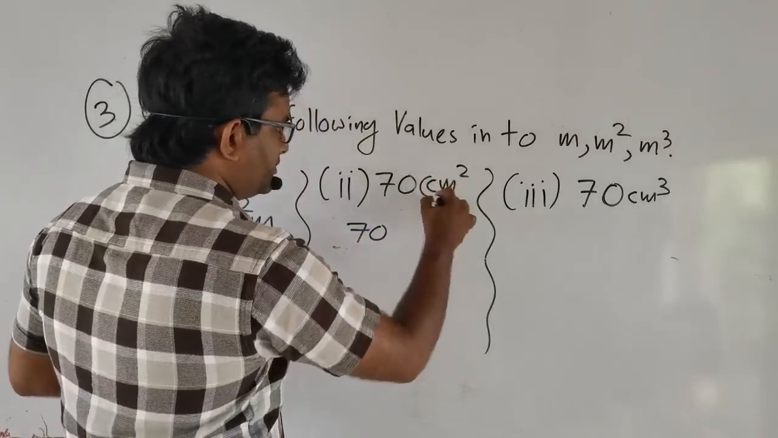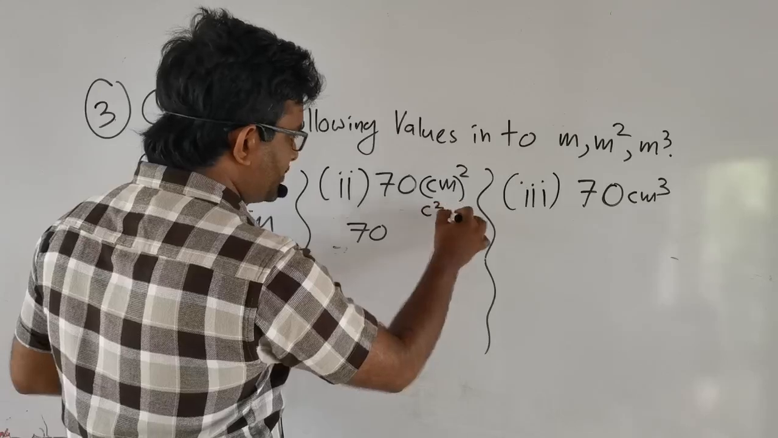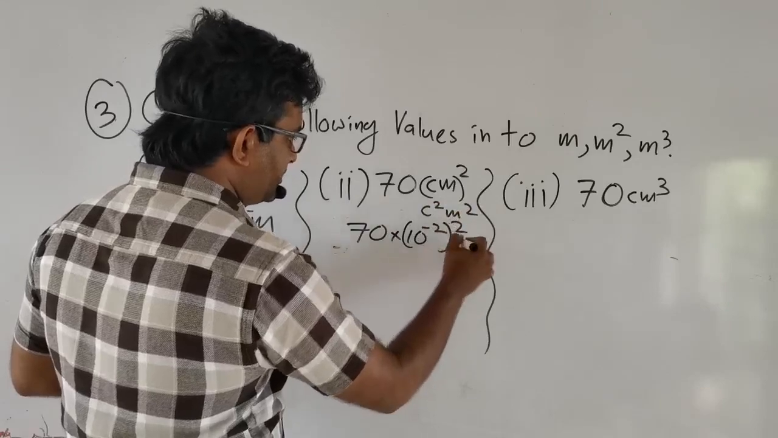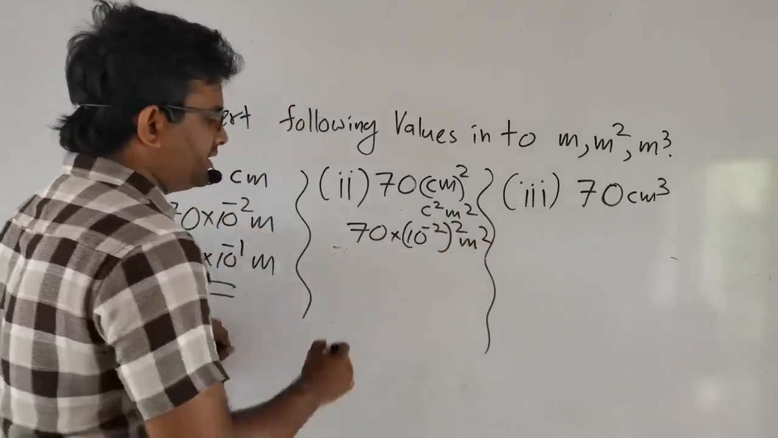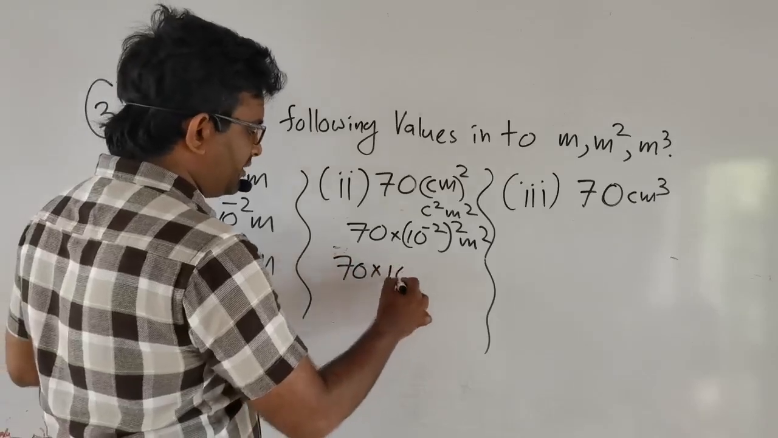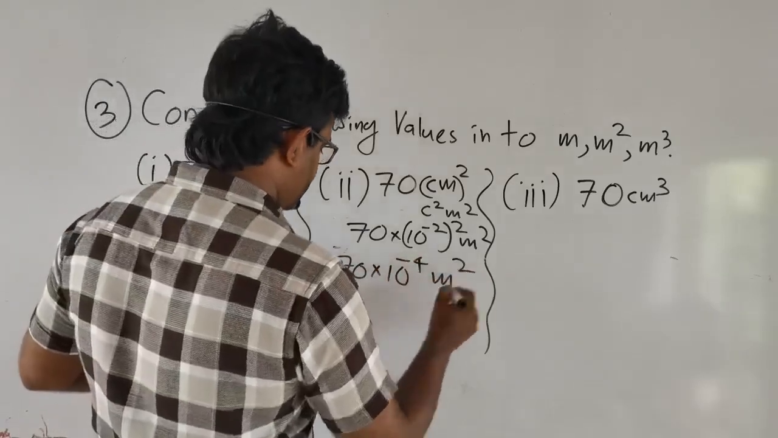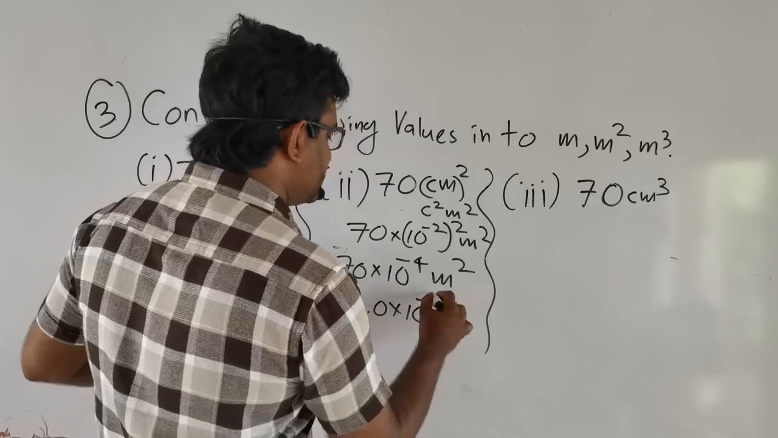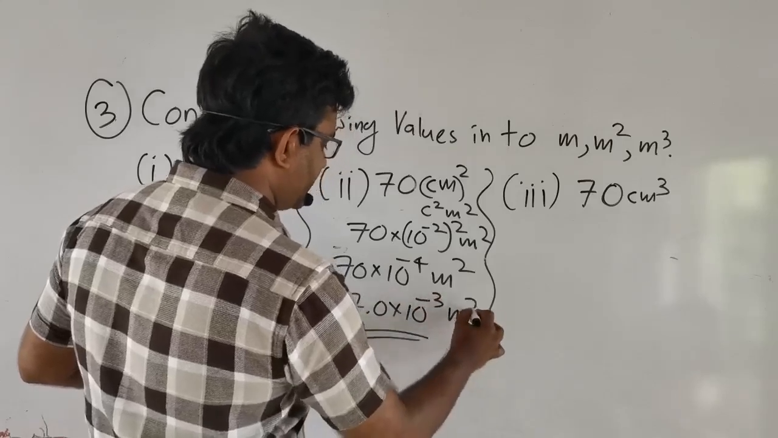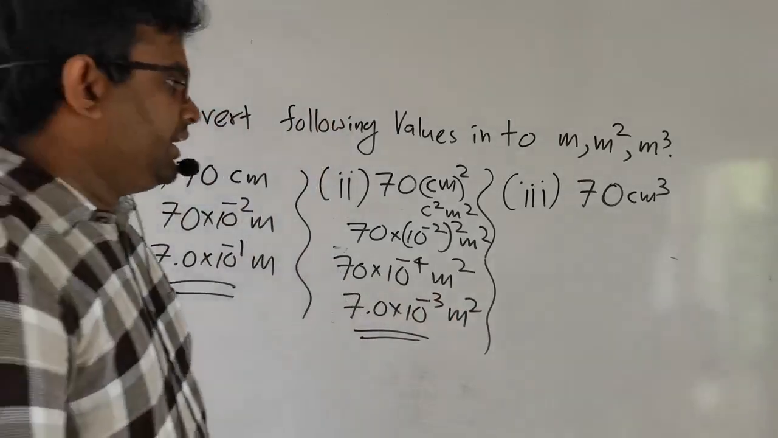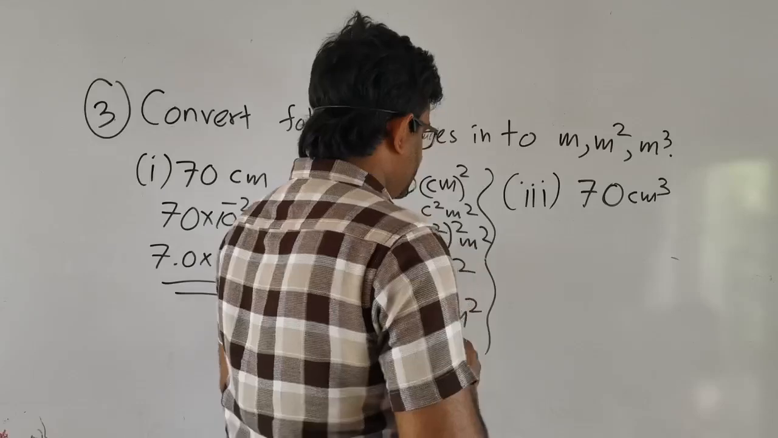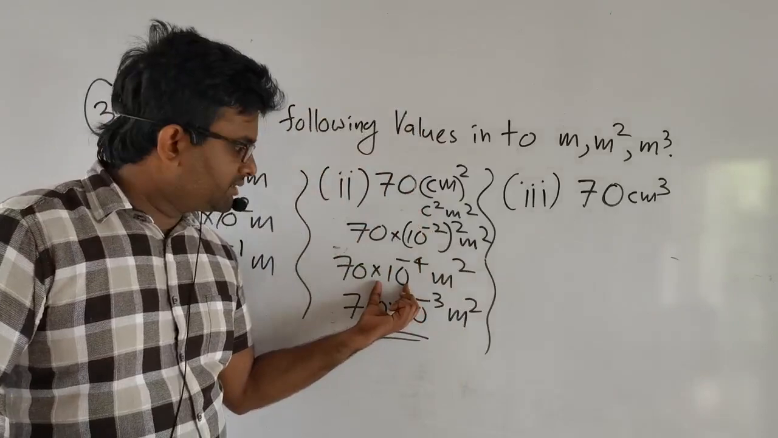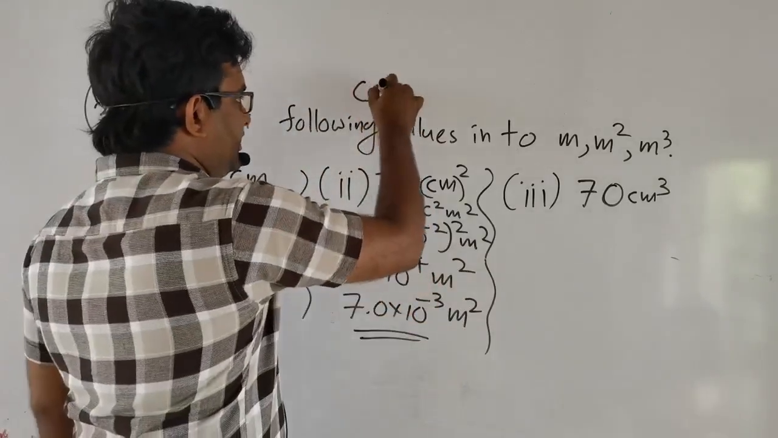Right, then here 70, so you know that centi square meter square. Centi square means 10 to the power minus 2 square, meter square, right? And 70 into 10 to the power minus 4, right? Then 7.0 into 10 to the power minus 3. This is the final answer. And here, now you can see centi square means 10 to the power minus 4 because that is centi into centi.